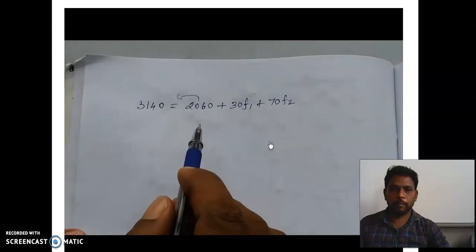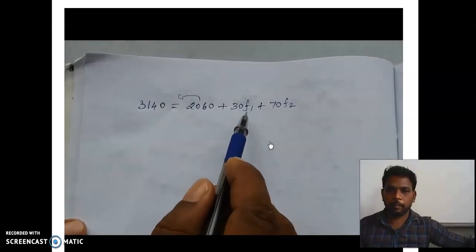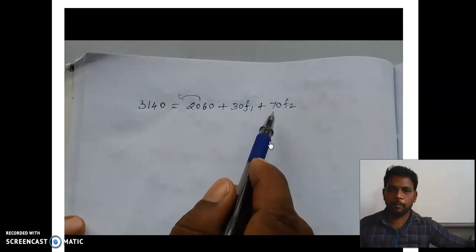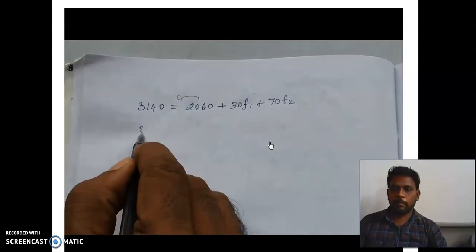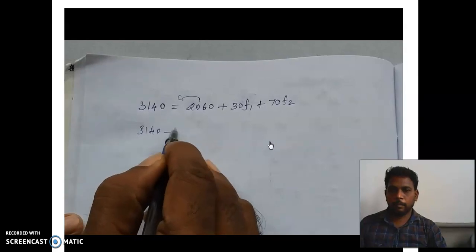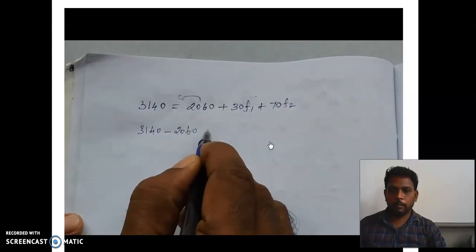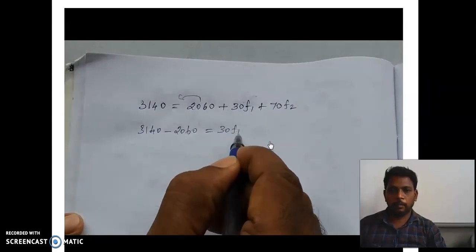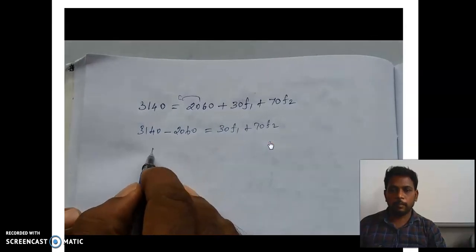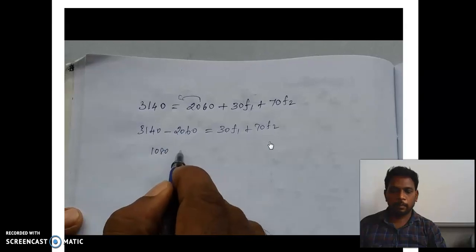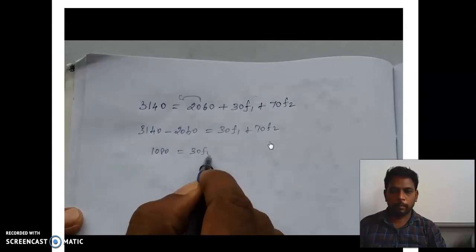So 3140 equals 2060 plus 30f1 plus 70f2. Now, bring the 2060 to the left-hand side, so it becomes 3140 minus 2060 equals 30f1 plus 70f2. If you subtract, we get 1080 equals 30f1 plus 70f2.